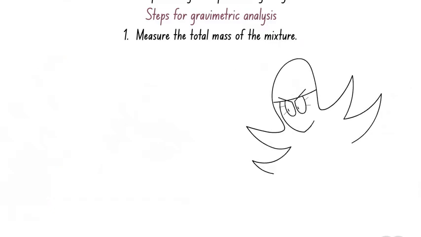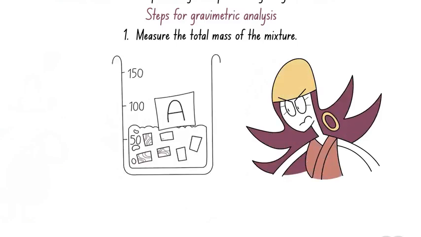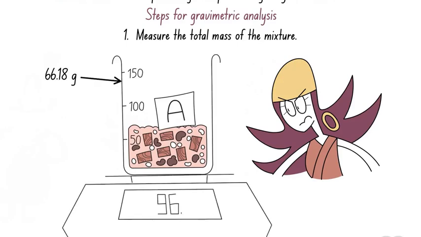To be certain about their results, they repeat the first step. The fertilizer sample is in beaker A, which has a mass of 66.18 grams. The total mass of the beaker and the fertilizer is 96.25 grams. Subtracting these gives the mass of the fertilizer, which is 30.07 grams.